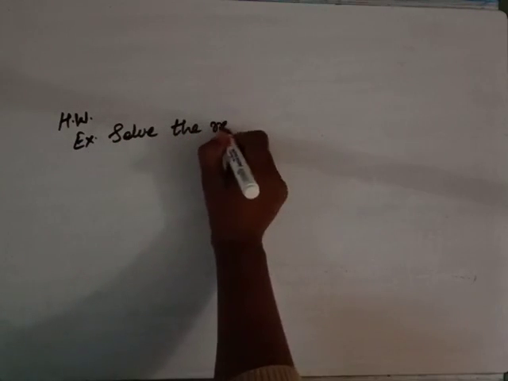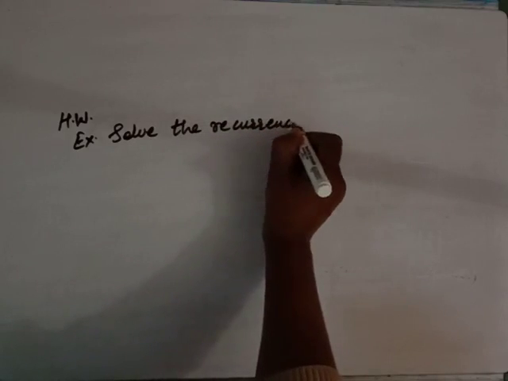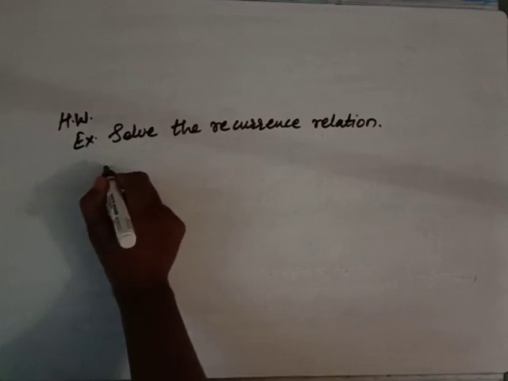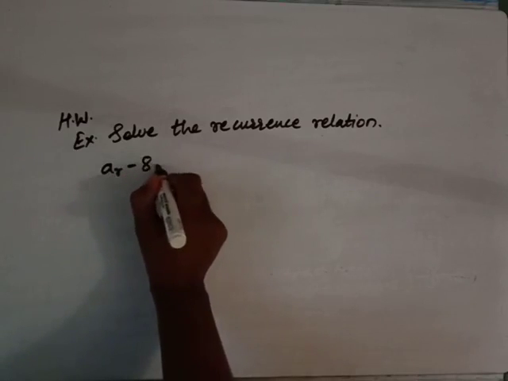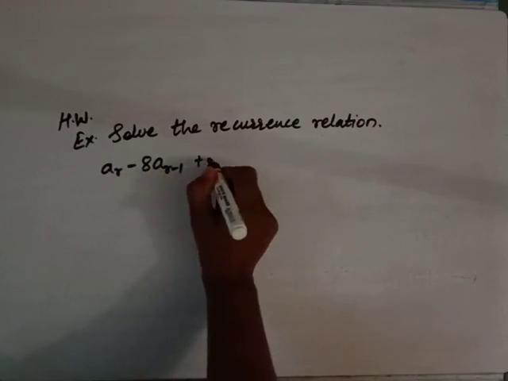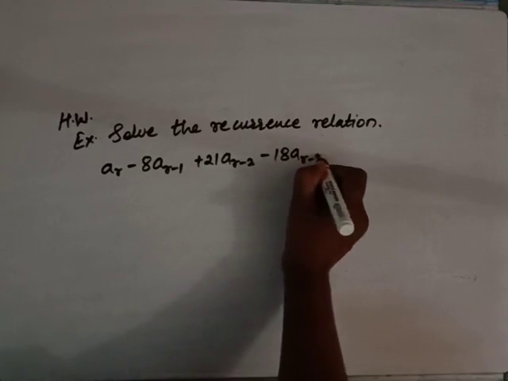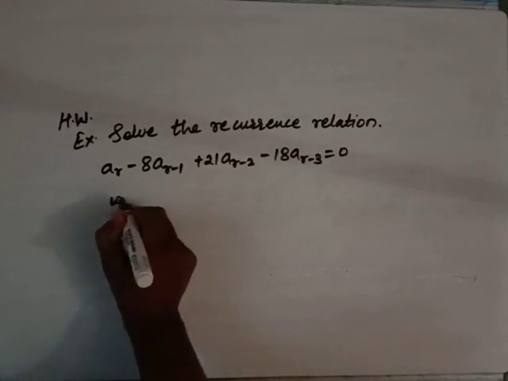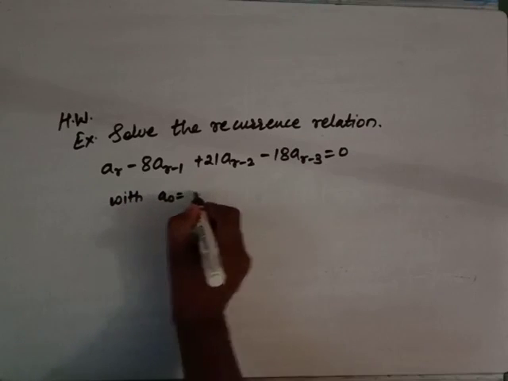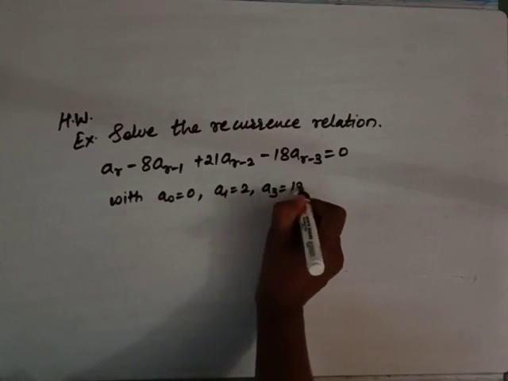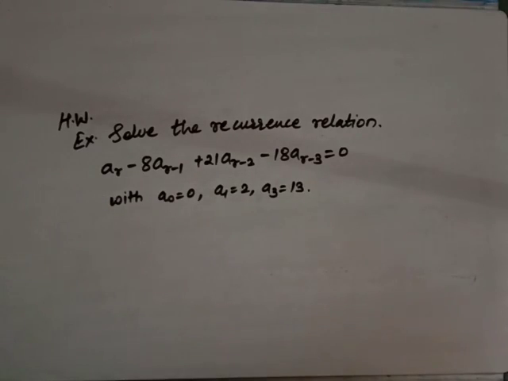Let me give homework of the same kind. The question is: solve the recurrence relation a_r - 8a_{r-1} + 21a_{r-2} - 18a_{r-3} = 0, with a_0 = 0, a_1 = 2 and a_3 = 30. Try to solve this.